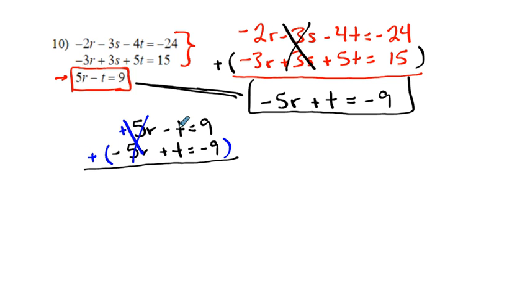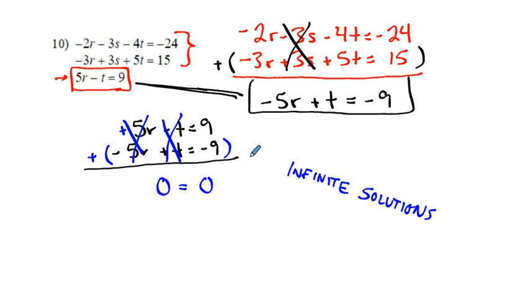And then look at the t's, negative t plus t. I owed a t, and then I got a t, I have no t. So there's 0 on this left side. And then 9 plus negative 9 gets me 0 as well. 0 does equal 0. There is an infinite number of solutions to this system. And again, it doesn't mean that everything is a solution. It just means that there's an infinite number.